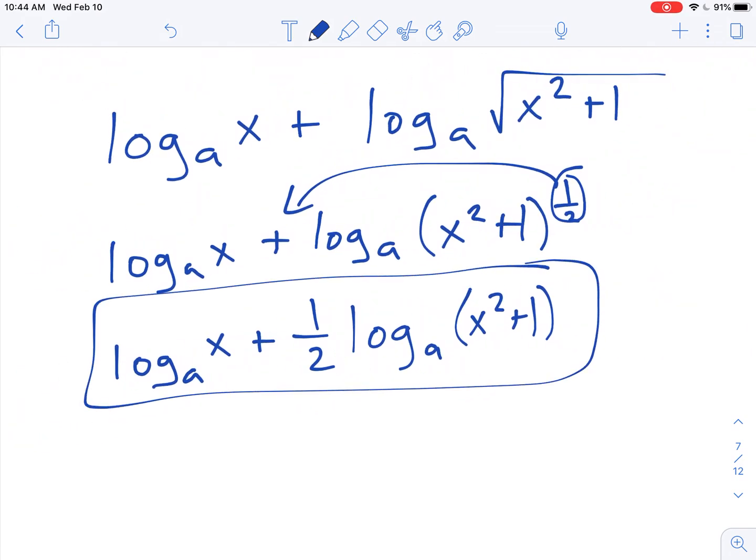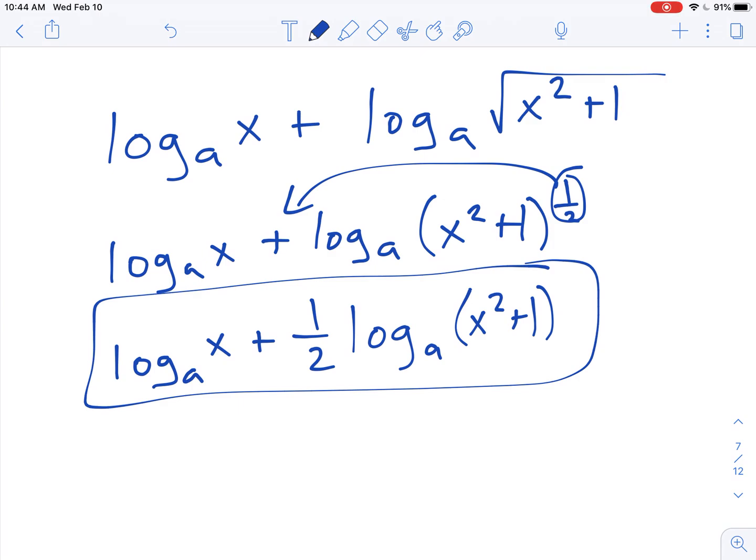You might be asking, why can't I break up that log base a of x squared plus 1? That's a sum. We don't have any rules for breaking up sums or polynomials within a logarithm. So once I get that x squared plus 1, I have to leave it there. I can't turn that x squared plus 1 into another log base a of x squared plus the log base a of 1. That's not how that works. It only works with multiplication. Addition, you just leave together as one logarithm.